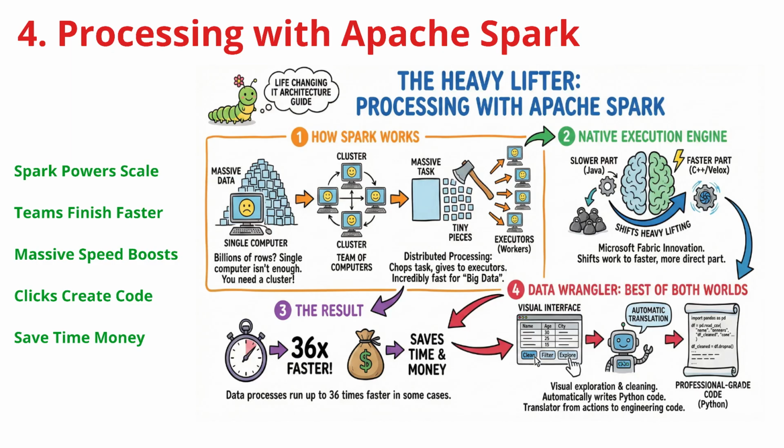It takes a massive, overwhelming task, chops it into tiny pieces, and hands them out to a cluster of worker computers to finish all at once. But it gets even better. Microsoft's new native execution engine makes Spark move even faster by shifting the work to a more direct, high-speed part of the computer's brain. In some cases, your data processes can run 36 times faster, saving you both time and money.